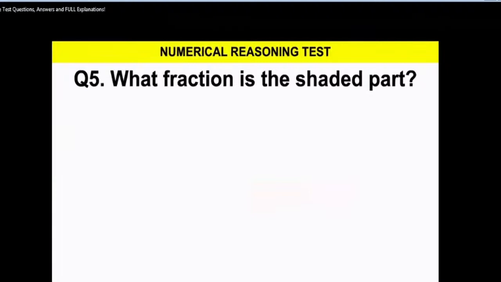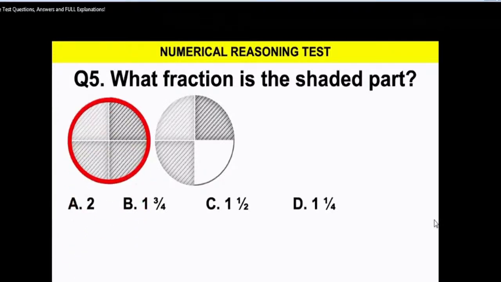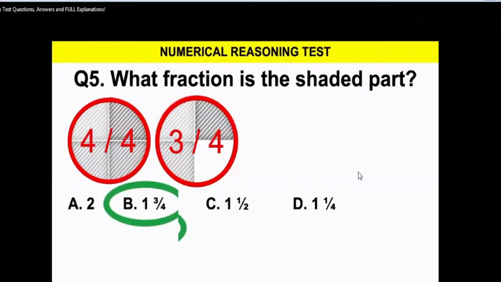Question number 5. What fraction is the shaded part? Is it A, 2, B, 1 3/4, C, 1 1/2, D, 1 1/4? So if we start on the left, we can see that the shaded part there is 4/4. That makes up 1, 4 out of 4. And on the other one is 3/4, 3 shaded parts out of 4. So when we add those together, the correct answer is B, 1 3/4.